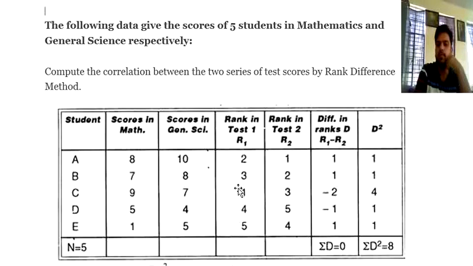So the rank you have to find, it's very easy. According to the marks, you can put ranks for the individuals. In the same way for test 2, that is general science.